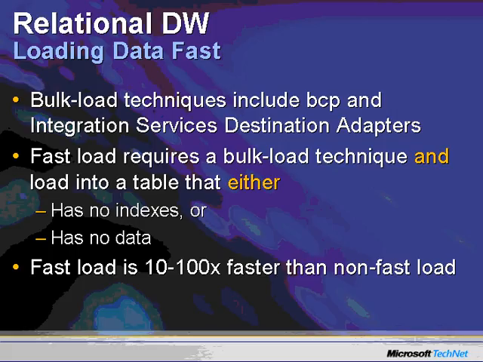One of the first things that people need to understand when thinking about the relational data warehouse is how to load data fast. Many of you may know this, but it's just so important, and I've spoken to a lot of people who actually don't understand how to load data fast. The first condition is that in order to load data fast, you need to use a bulk load technique. And there are several bulk load techniques. They include the old BCP, which still exists, and also SQL Server Integration Services has destination adapters that also use bulk load techniques.